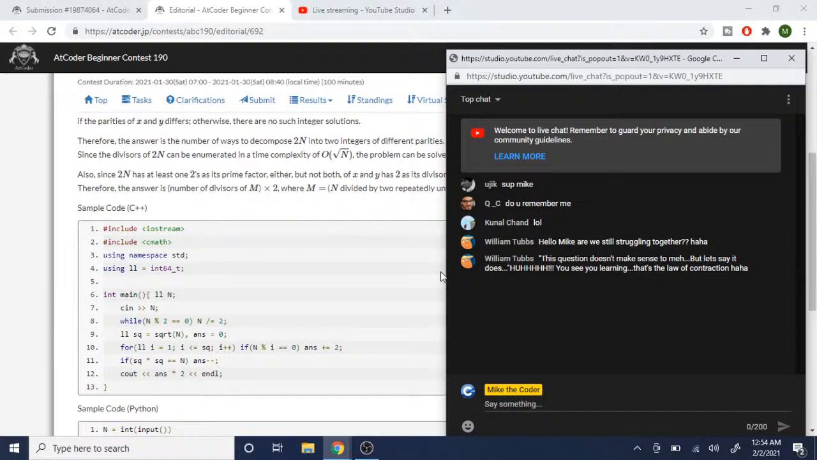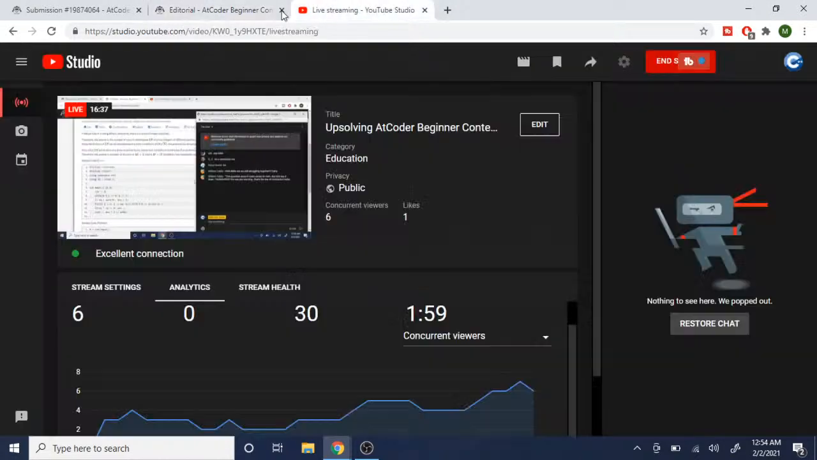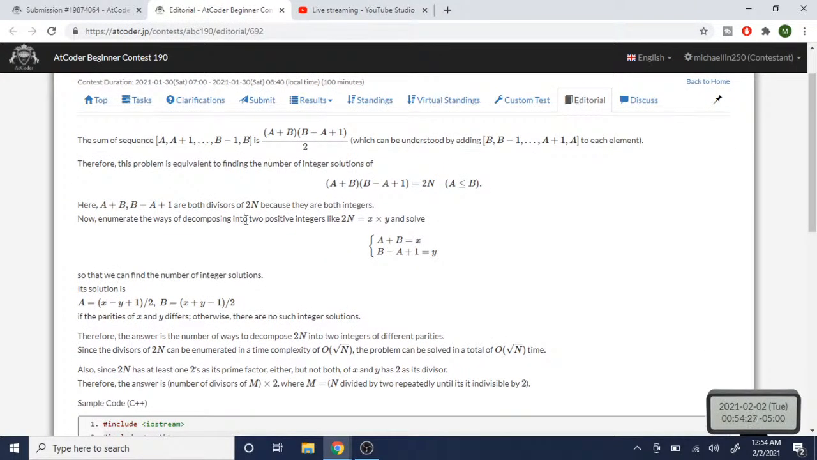So you see you learning. That's the law of contraction. What? Okay, William Tubbs. Okay, sure. Okay. At least we're learning.